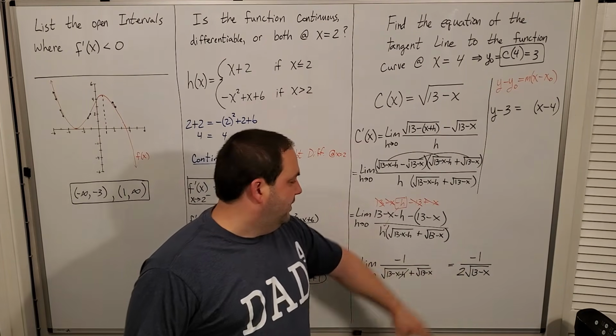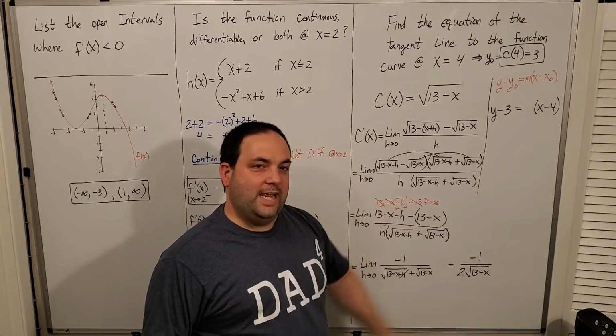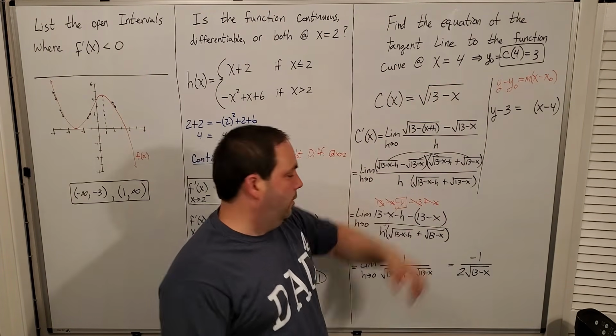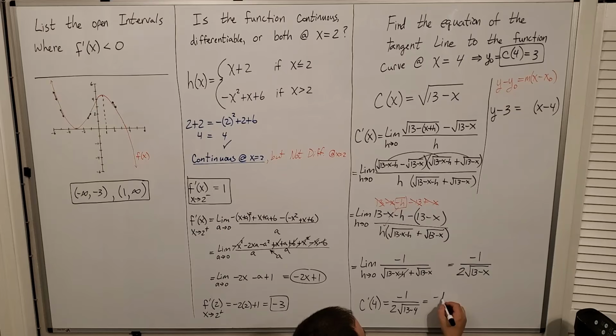Now that I have my derivative function, what I'm actually interested in is a slope for my tangent line at x equals 4. So this is f prime of x. Therefore, f prime of 4 is negative 1 over 2 times the square root of 13 minus 4, which of course 13 minus 4 is 9, square root of 9 is 3, 3 times 2 is 6. So I have negative 1/6 for the slope at that location.